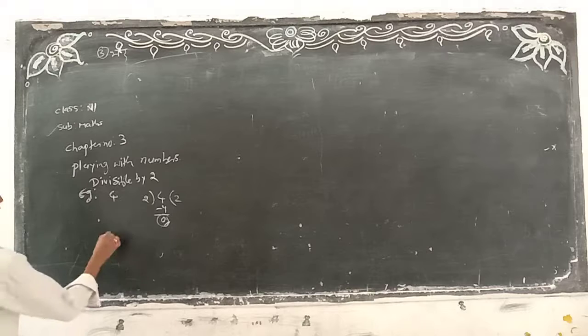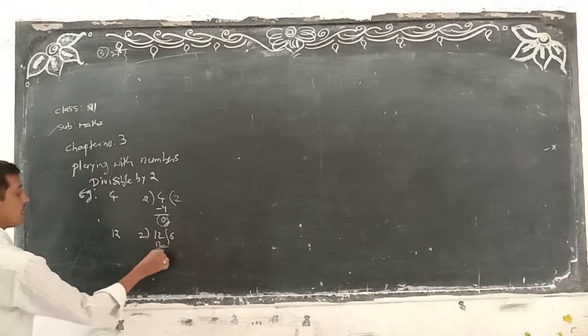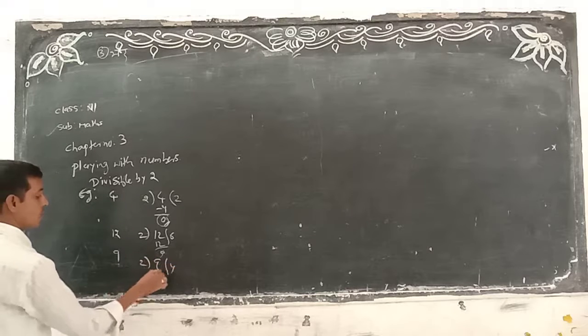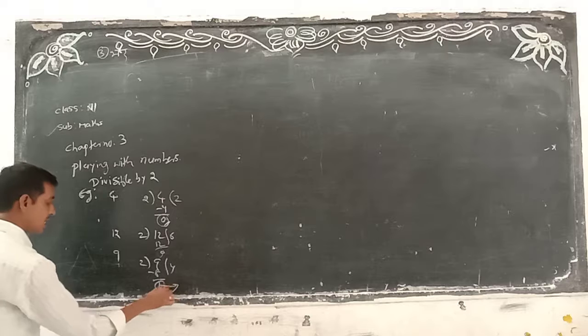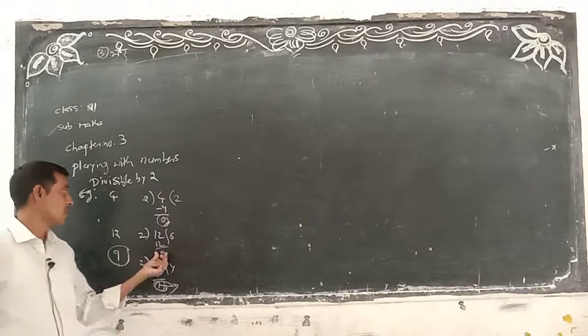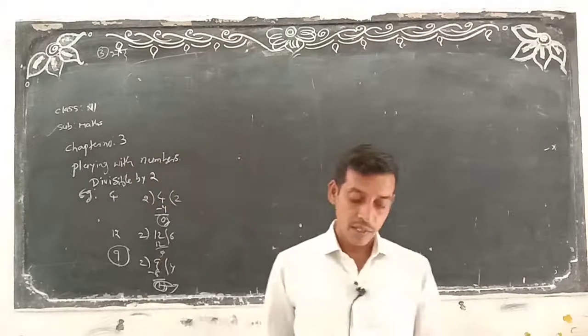Next, suppose you have 12. 12 is also divisible by 2, since 2 sixes are 12. Suppose I take 9. 2 fours are 8, remainder is 1. So this is not divisible by 2. When the remainder is 0, it is called divisibility of 2.